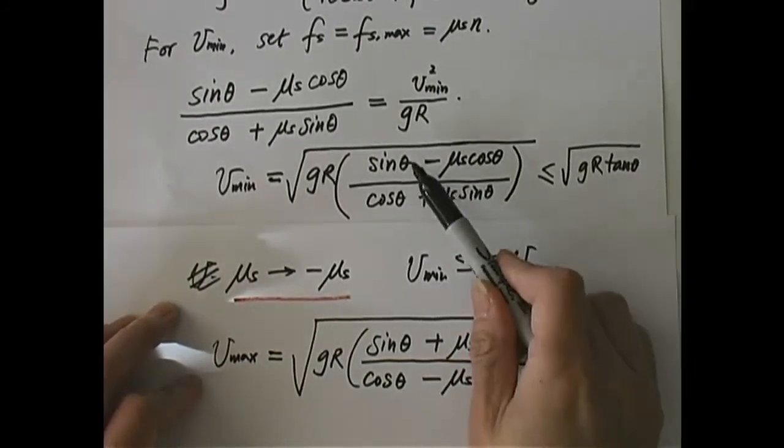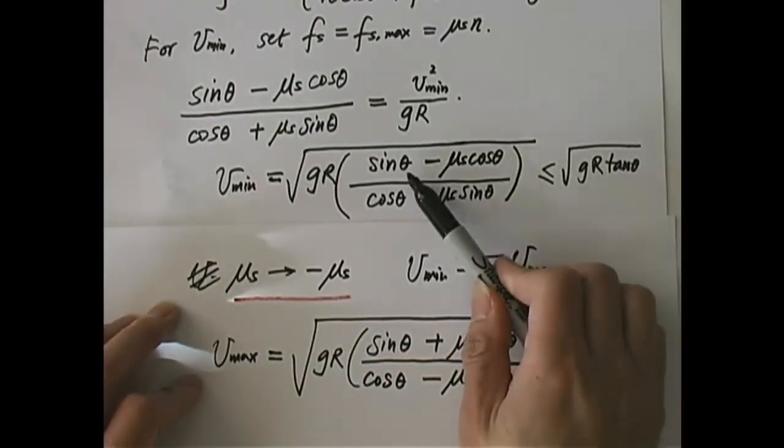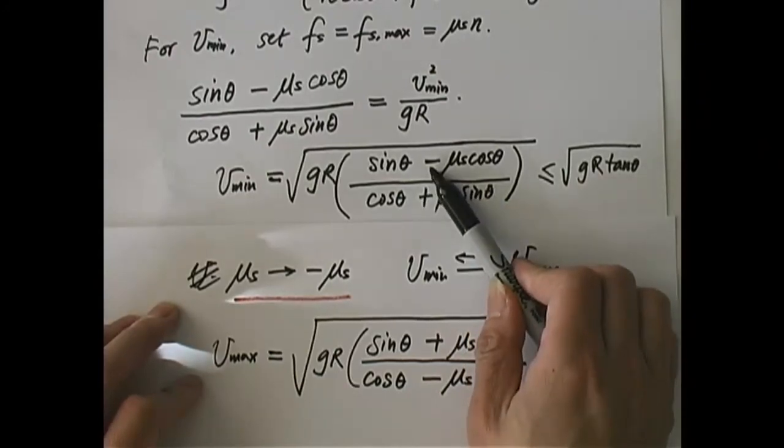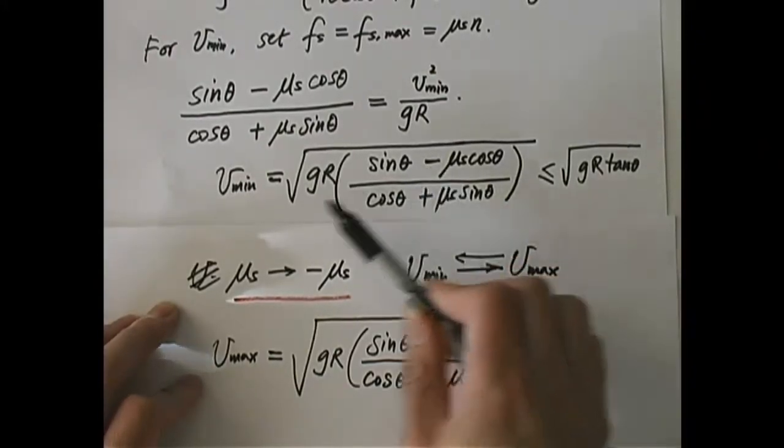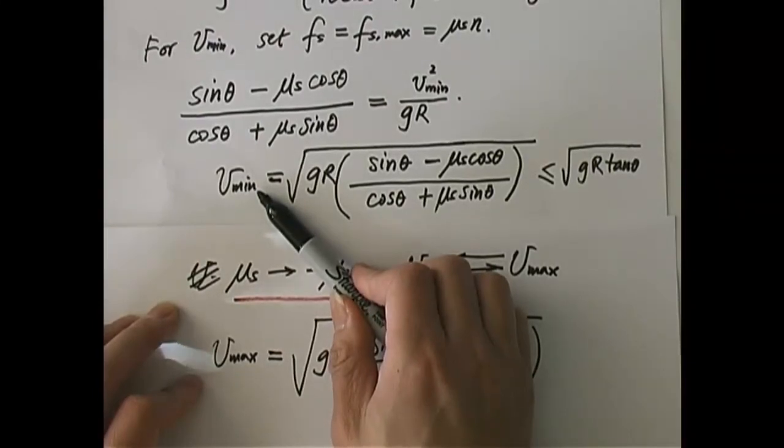Just one last thing here, you notice sine theta minus mu s cosine theta. This term can be equal to 0. When this term equals 0, V minimum is equal to 0, which means you don't really have to drive at all.